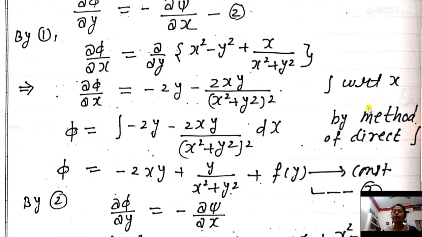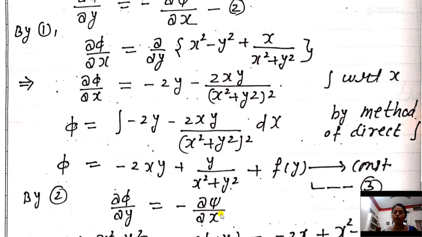In the direct integration method, we have to place the constant as f of y if we are integrating with respect to x. So here we have our real part, but we have to find out this constant, which is a function of y, to get the complete result. So now this time we are using our CR equation number 2, which is del phi by del y is equal to minus del psi by del x. Since we have the value of phi and psi both, we place the values of phi and psi and differentiate our phi with respect to y and differentiate psi with respect to x partially.